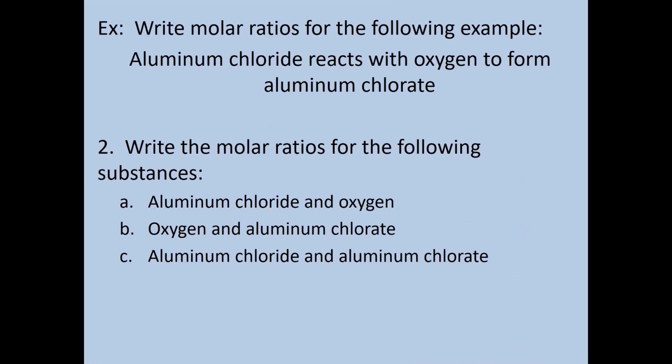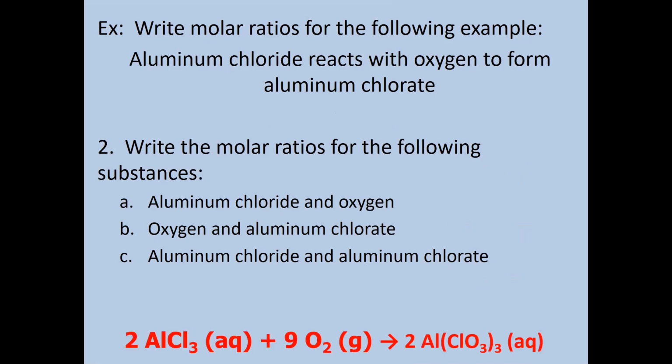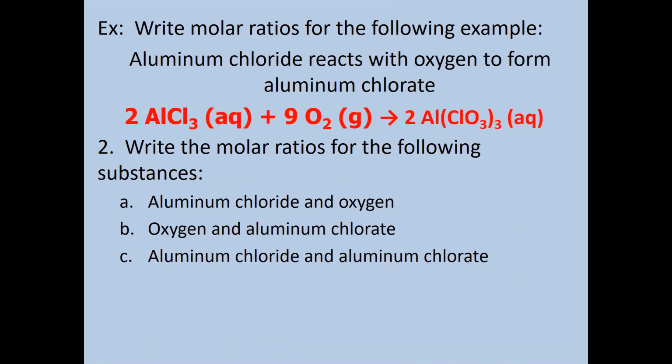So this one is another example. This time we have to write our balanced reaction. So pause this, try to write this reaction yourself, because you are still going to have to remember how to write balanced reactions for your stoichiometry test. Give it a try. Start the video again so you can check your work. So the balanced reaction here for aluminum chloride reacts with oxygen to form aluminum chlorate is right here.